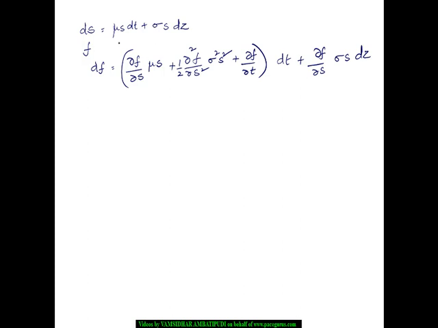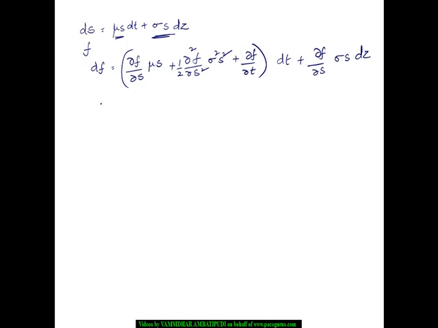We have taken the first derivative dou F by dou S and multiplied it with this value. Then the second derivative, half of it, multiplied with the square of this value. Then dou F by dou T, the derivative with respect to T. Similarly, dou F by dou S, the first derivative, multiplied with this value. So this is what is working out as a part of dF.